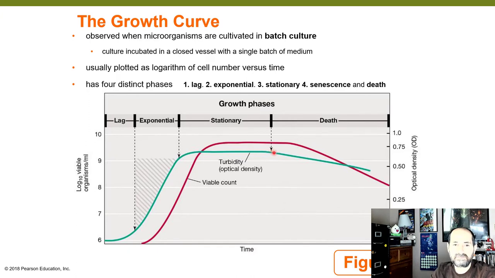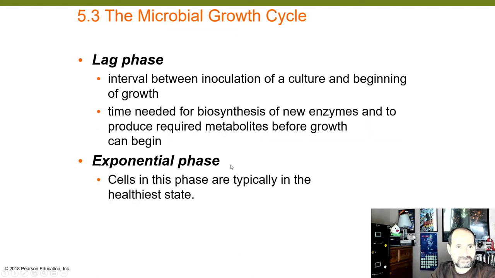And eventually, some of those bacteria will die. Some of the bacteria will die off, and this is called the death or senescence phase. And the reason for the death or senescence phase, well, there's no nutrients around. There's a lot of waste in the fixed batch culture, and this marks a death phase.